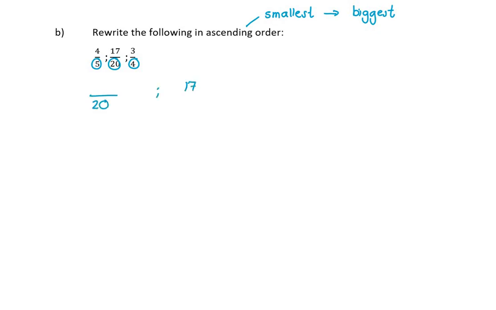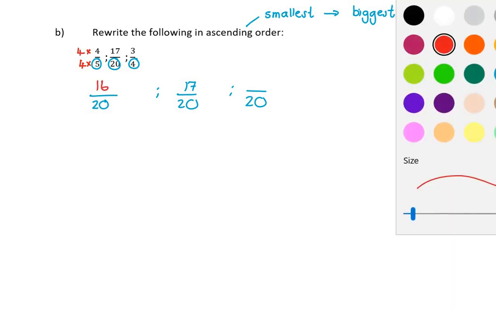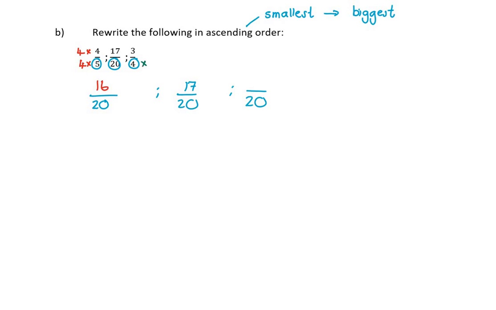I'm going to write them all as fractions over 20. So 17 over 20 is already a fraction over 20, but the other two I'm going to convert to a denominator of 20. For the first one, I'm going to multiply 5 by 4 to get 20, and so 4 times 4 is 16. And finally, I'm going to multiply 4 by 5 to get 20, so 3 times 5 would give me 15 over 20. So I've converted the first and the last fraction to equivalent fractions with a denominator of 20, just because it allows me then to compare.